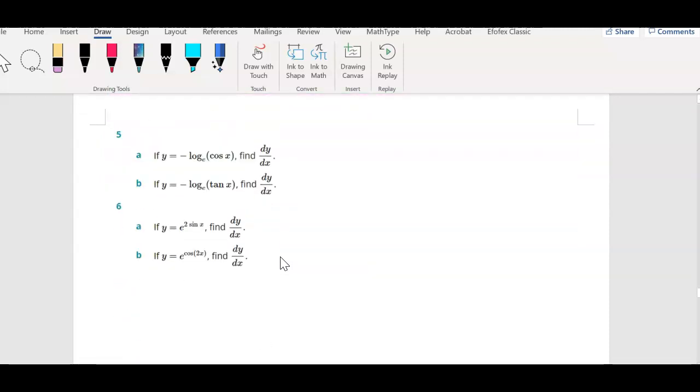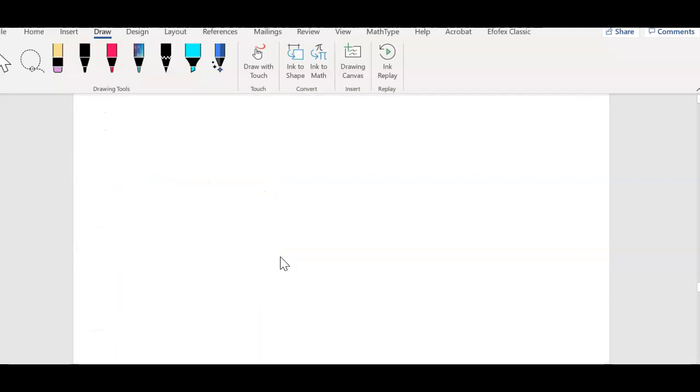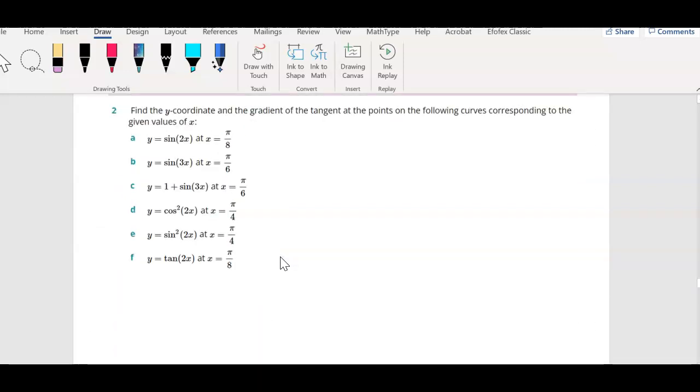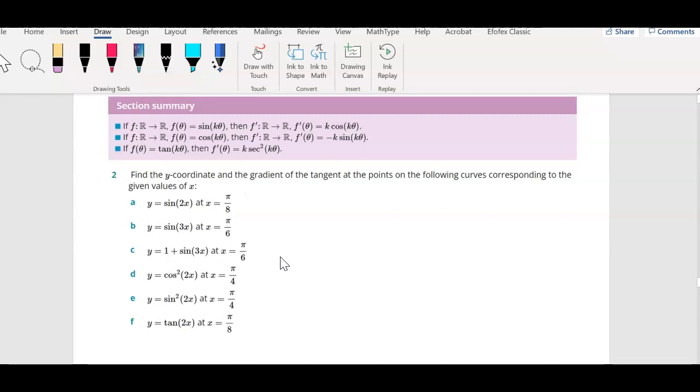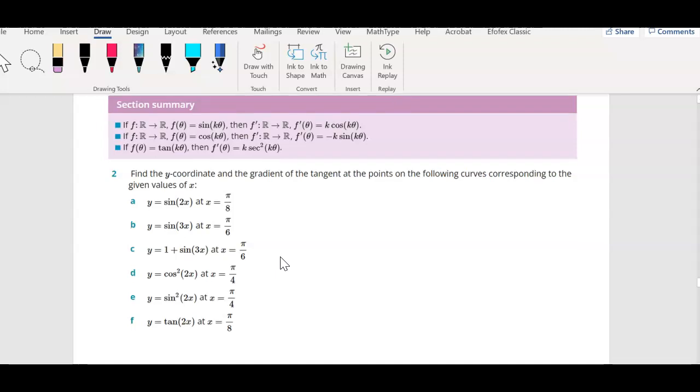Looking at questions 5 and 6, we're going to be using the chain rule. We're not using the product rule or the quotient rule with these questions yet, just because of the order that they were done in your textbook. So we might come across some derivatives of circular functions again when we do product rule and quotient rule. All right, so let's get started.